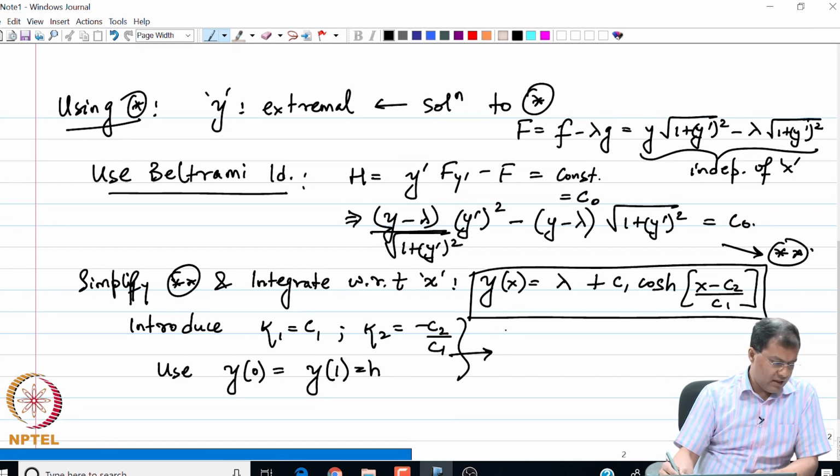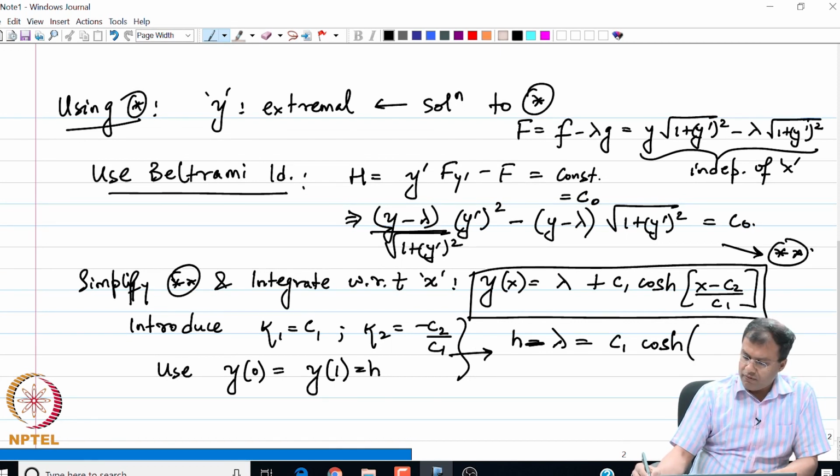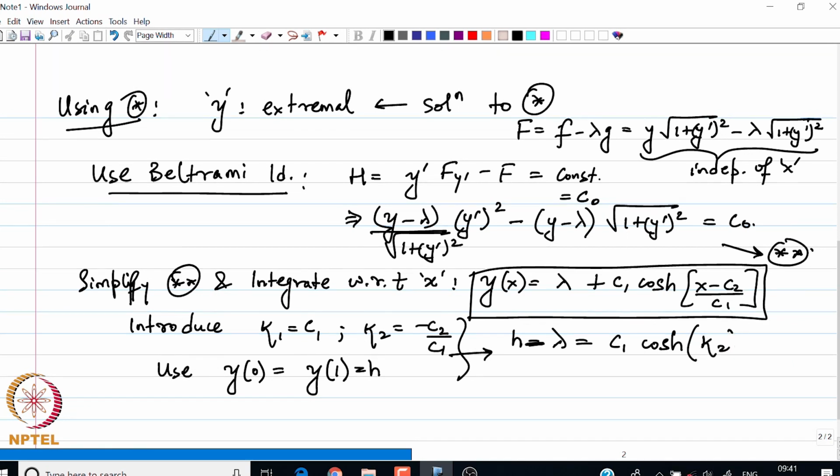From here what I see is I get two sets of equations. h minus lambda, using the value y0, is equal to C1 times cosh of minus C2 by C1, which is kappa 2, and C1 is kappa 1. And using y1, I get this is also equal to kappa 1 cosh of 1 by kappa 1 plus kappa 2. So, what we have are two equations for three unknowns kappa 1, kappa 2 and lambda, and of course, we have the isoperimetric constraint, so that is a completely determined system.